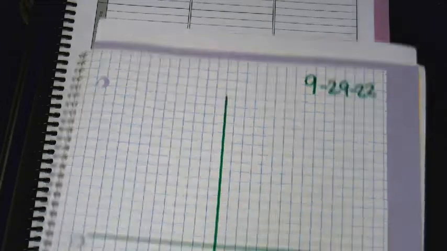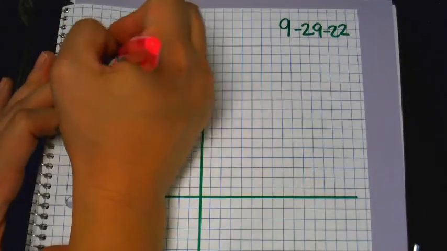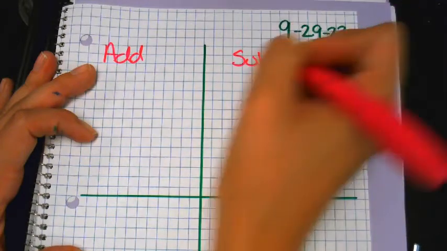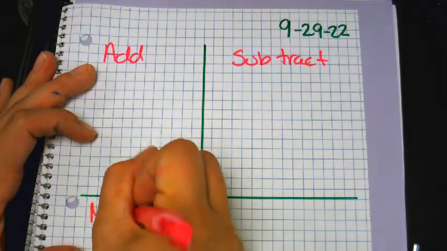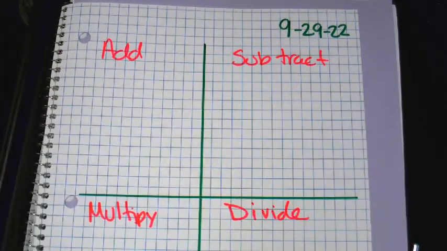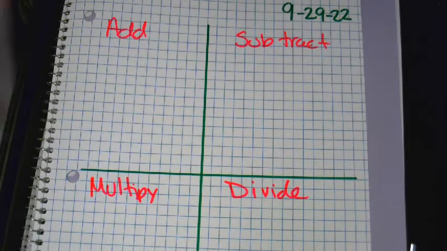Okay. Take your paper and divide it into 4 squares. Add, subtract, multiply, and divide. So we're writing this in our notebook. We're being amazing students.